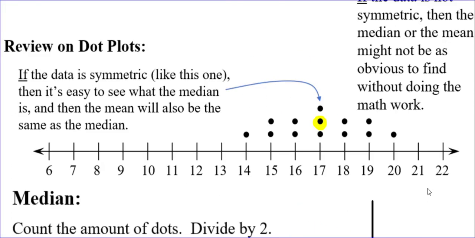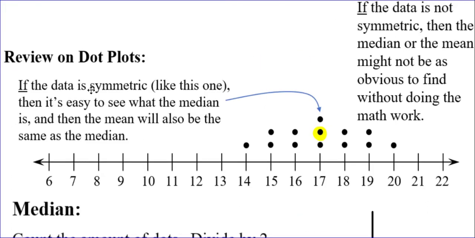But remember, I already told you, if the data is symmetric, like this one, then the median and the mean, they're going to have the exact same value. And let's be honest, couldn't you tell that the center of the data was here at the 17? You have the same pattern of dots to the left as you do to the right of that 17 place.